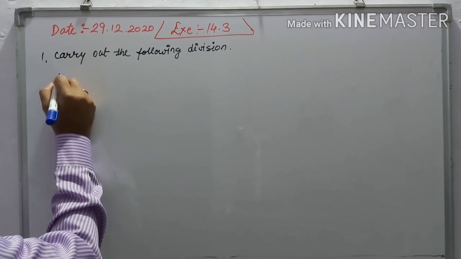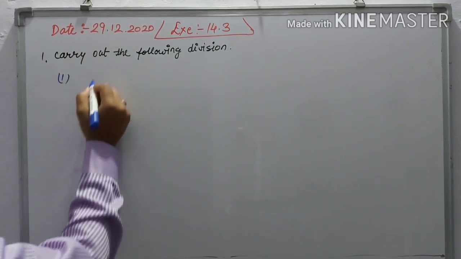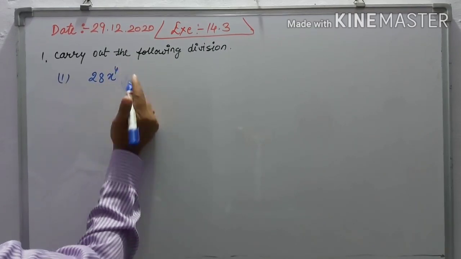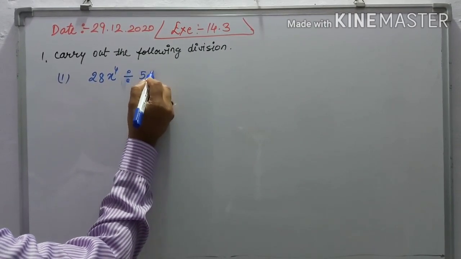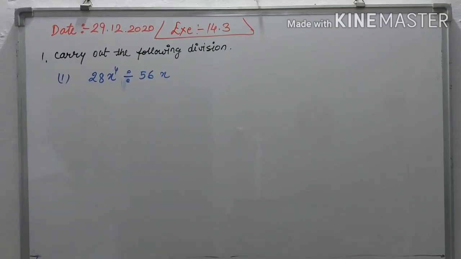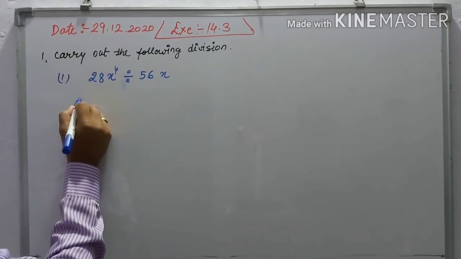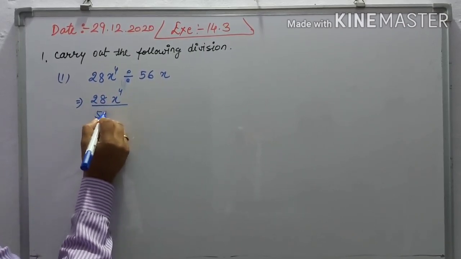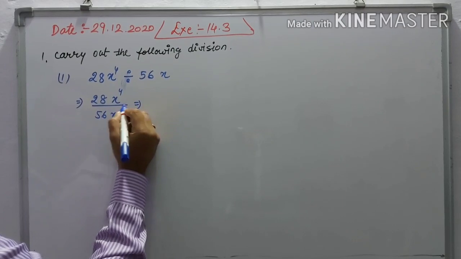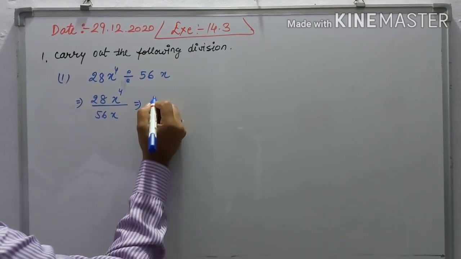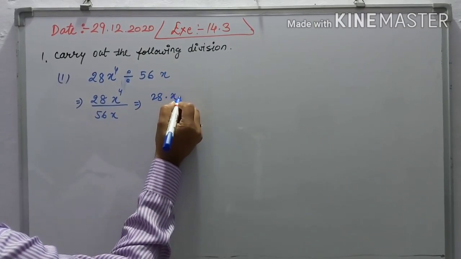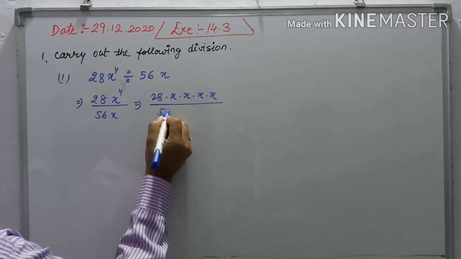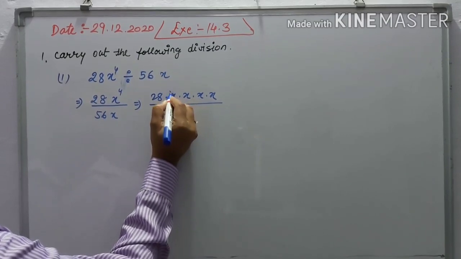The first question is 28x power 4 divided by 56x. Simply, it will be solved as 28x power 4 upon 56x. It means 28 into x will be 4 times, and 56 into x will be cancelled.